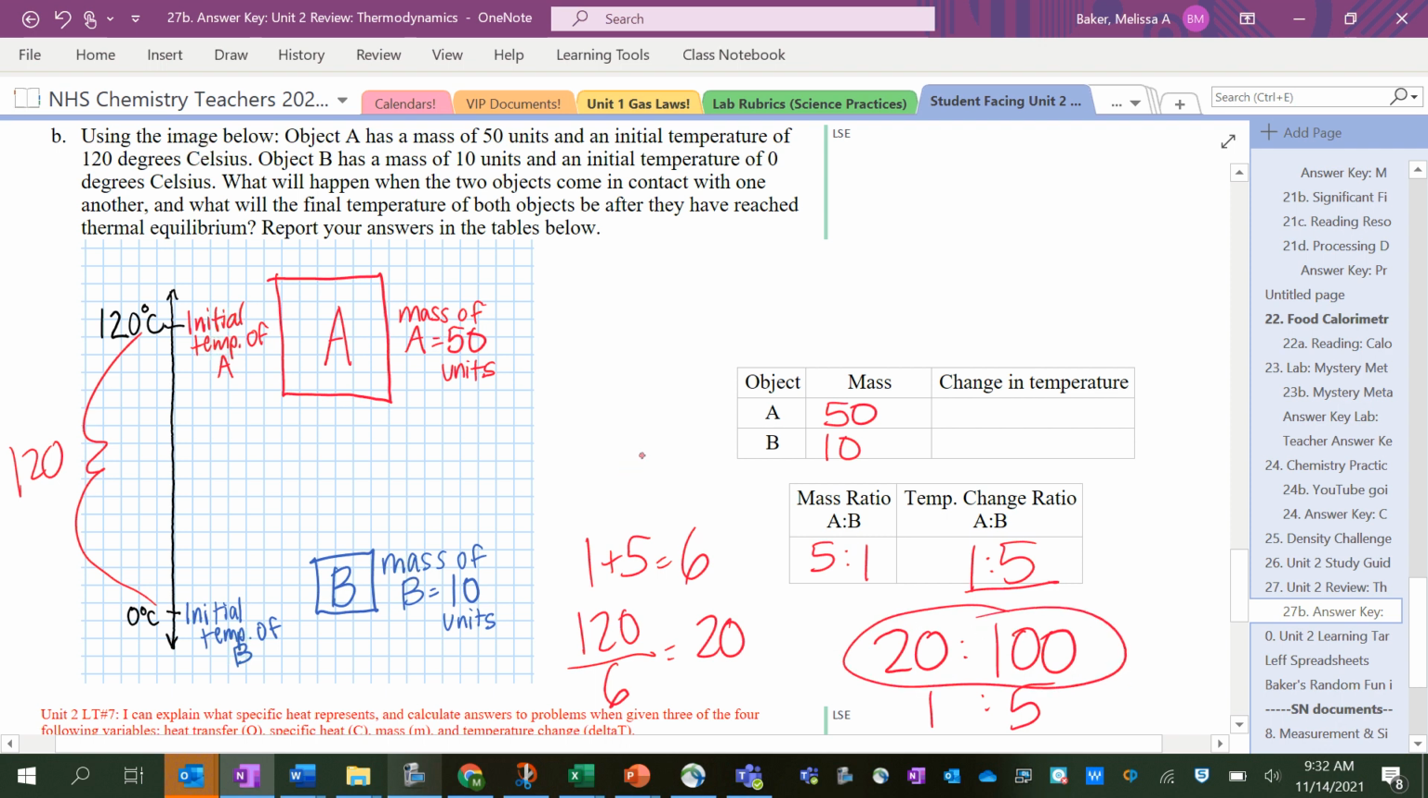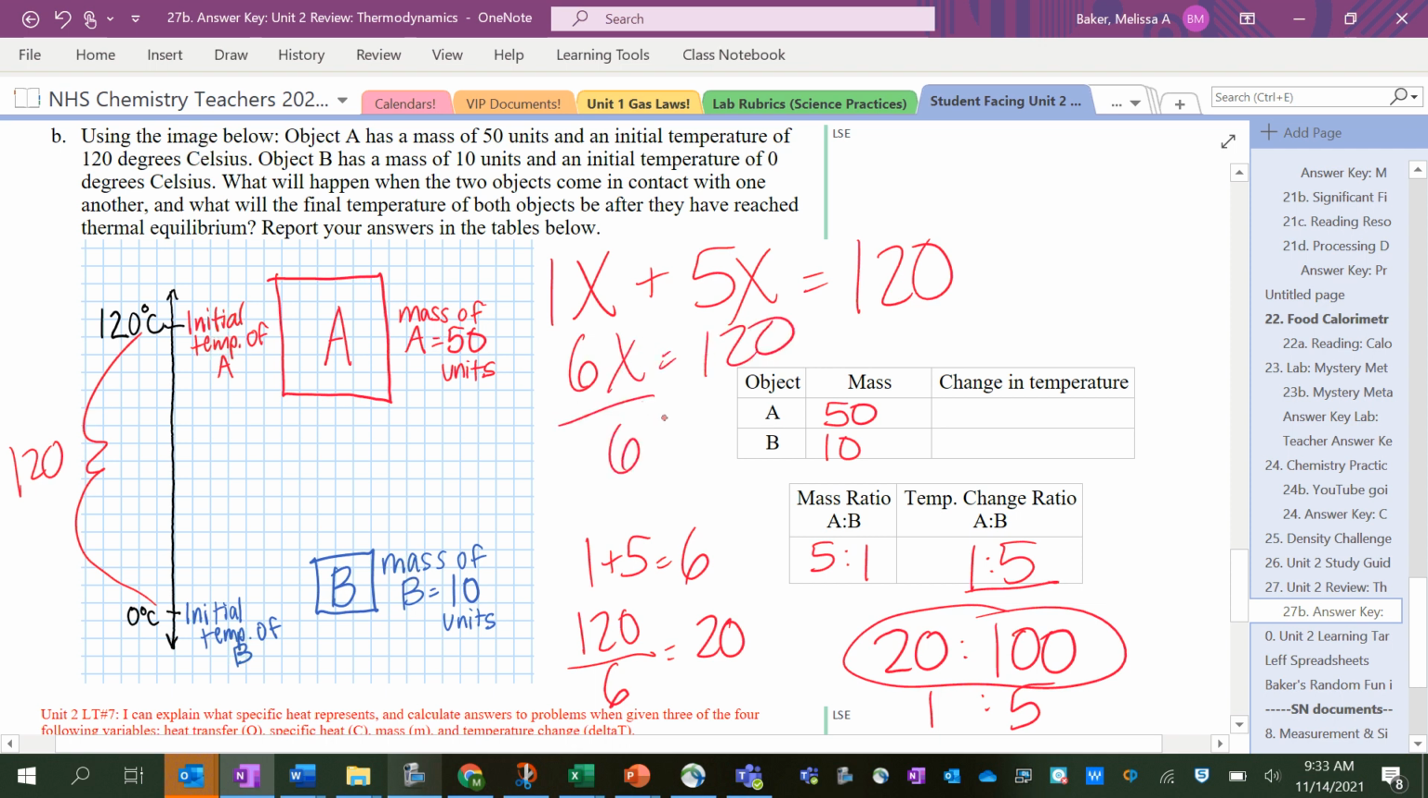That's 1 to 5, and it adds to 120. Another way of doing this, if you're uncomfortable with that, is you can say, okay, 1x plus 5x equals, in this case, 120. So that's 6x equals 120. Divide by 6, divide by 6, x equals 20. And then if you plug it in, 1x is 20, and 5 times 20 is 100. So the change in object A's temperature will be 20, and the change in object B's temperature will be 100.